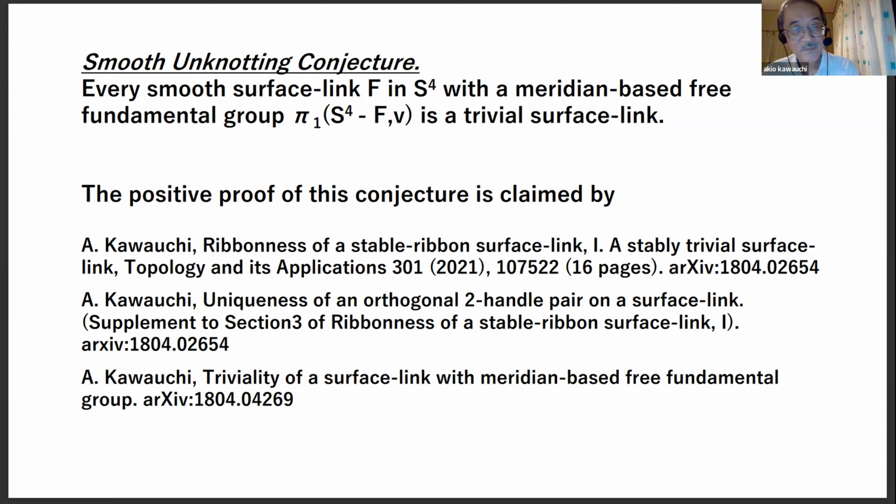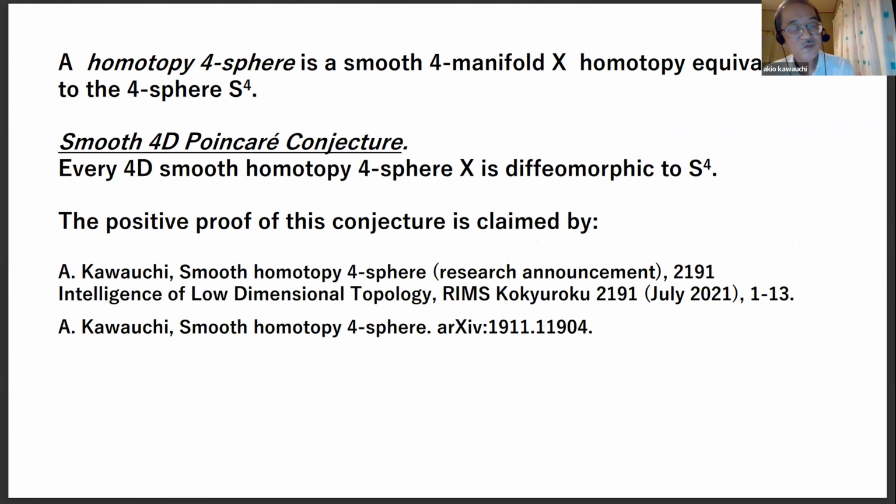A positive proof of this conjecture is claimed by myself, but today I just assume this conjecture. A homotopy 4-sphere is a smooth 4-manifold X homotopy equivalent to the 4-sphere. The smooth 4-dimensional Poincaré conjecture is: every smooth homotopy 4-sphere X is diffeomorphic to S4. Also, a positive proof is claimed by myself, very related to these things.